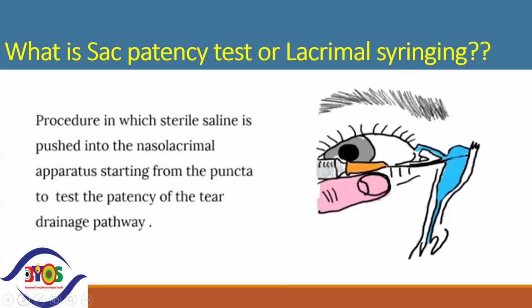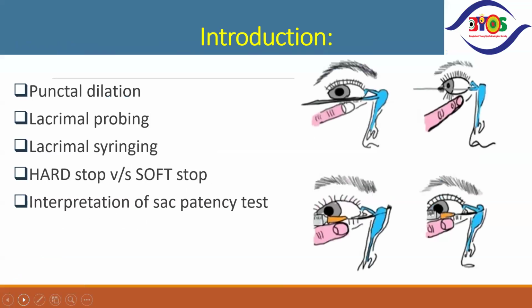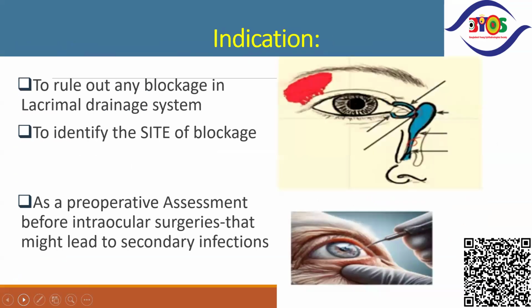So what is the sac patency test? It is a procedure in which sterile saline is pushed into the nasolacrimal apparatus starting from the puncta to test the patency of the tear drainage pathway. We are going to cover different segments of the sac patency test and its interpretation. First, we go through punctal dilatation, lacrimal probing, lacrimal syringing, hard stop versus soft stop, and interpretation of the sac patency test.